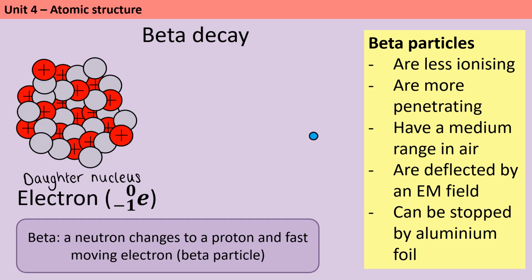Beta particles are less ionizing, both because they're smaller and also because they've got a slightly lower charge. It's just 1 electron as opposed to 2 protons. However, they're more penetrating because they're smaller, so they can get further before they're stopped. They have a medium range in air, and they're still deflected by an electromagnetic field, but they'll be pushed in the opposite direction to an alpha particle, and they can be stopped by thin aluminium foil.